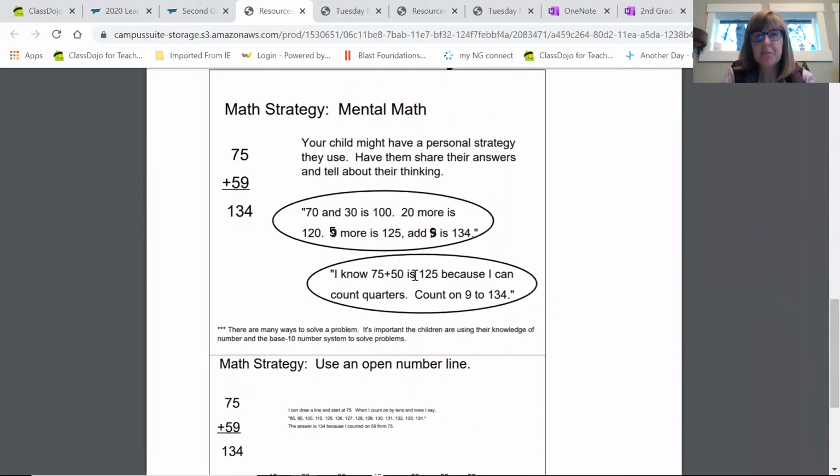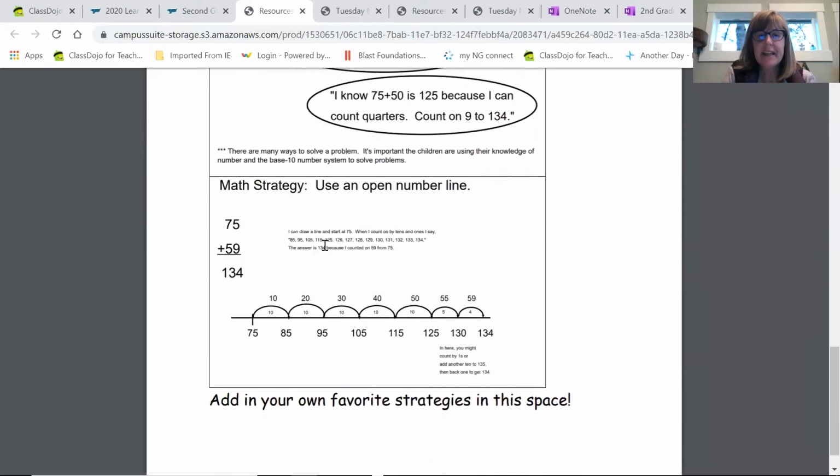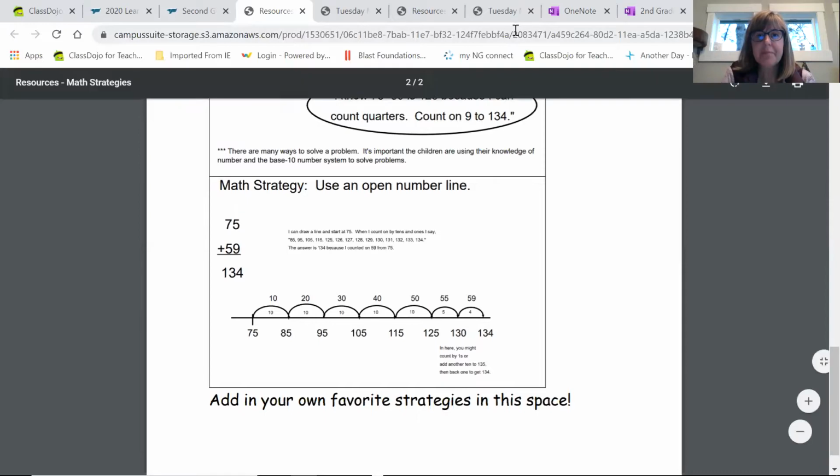Of course, you can always use your mental math strategies and the open number line using your counting on skills to solve problems within 200. Now next week, when we get to numbers greater than 200 and the numbers themselves are three-digit numbers like 526 plus 187, you can use all of those same strategies. You'll have some examples in your packet, but I want to talk to you about using things you might find around your house to model the problems.